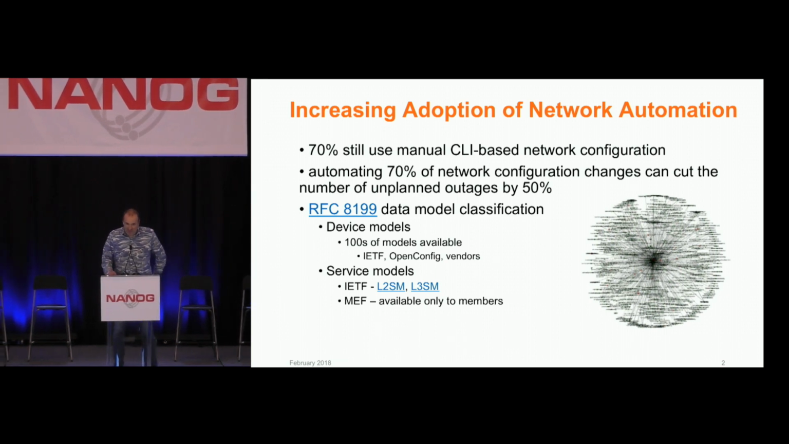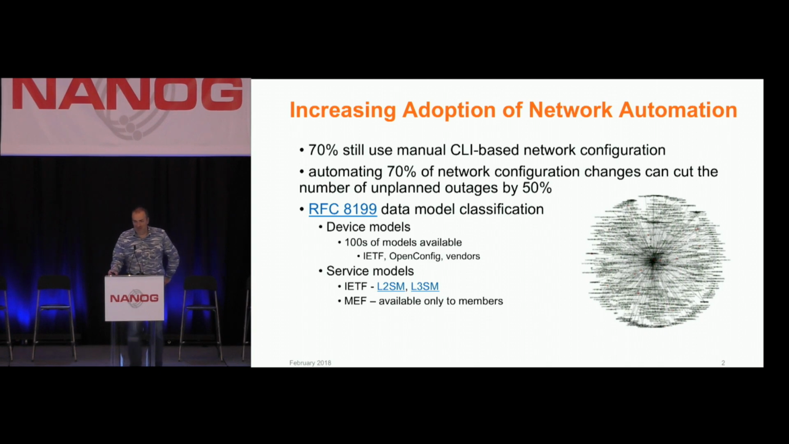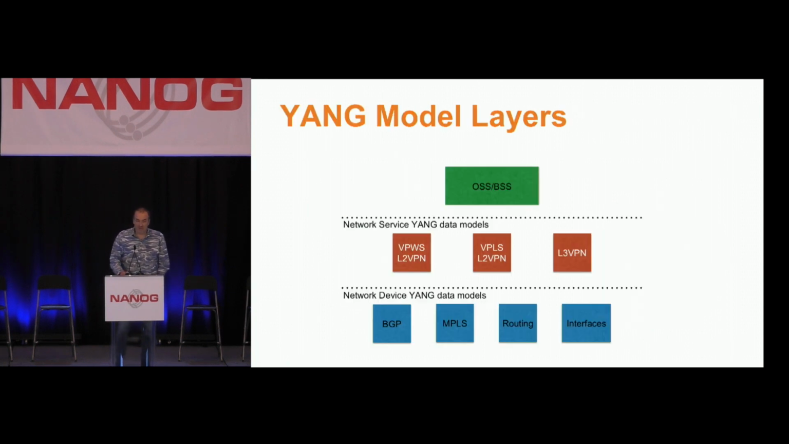So the key thing is that you need different data models, and the vendors will provide you a lot of device models, but for you the key thing, I believe, is the service models. There are plenty of data models, but very few service models. There is a little more explanation about the data model classification in RFC 8199, and how the models are classified. But the idea is that you can create network device models and then combine them into different service models.